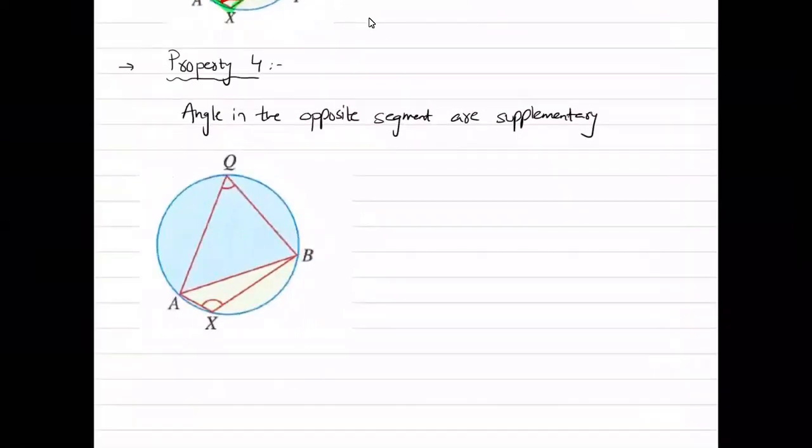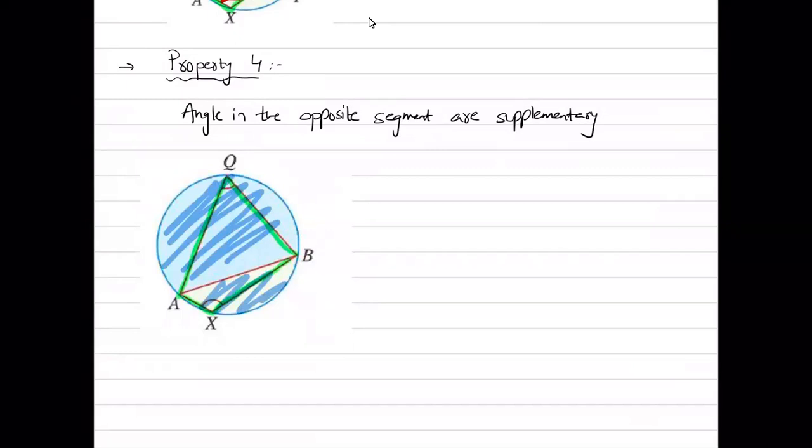Now you can see that the angles are being made from the same chord but are in the opposite segment. One is to the top of the chord AB, one is to the bottom of the chord AB. I hope you understand the term segment, because this is the major segment, this is the minor segment. The chord AB divides the circle into two segments. As far as the property is concerned, it says that angles in opposite segments are supplementary.